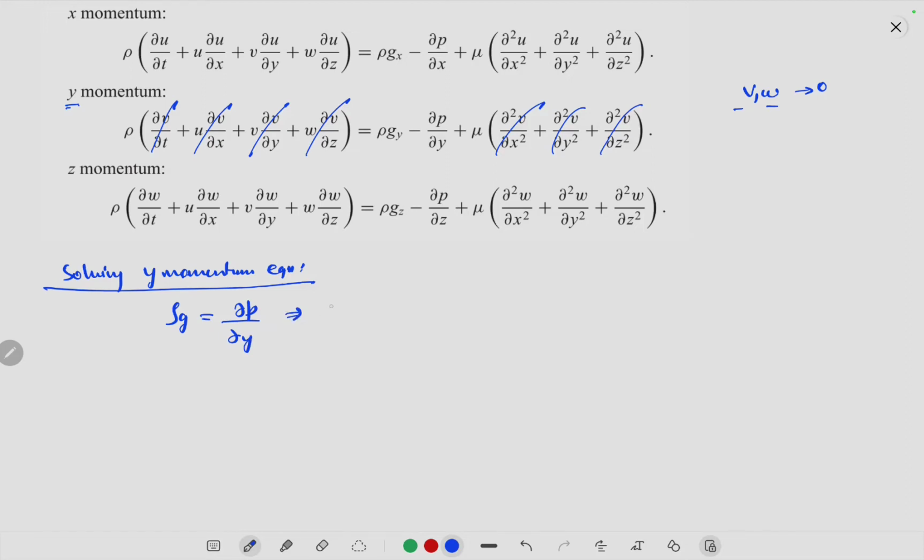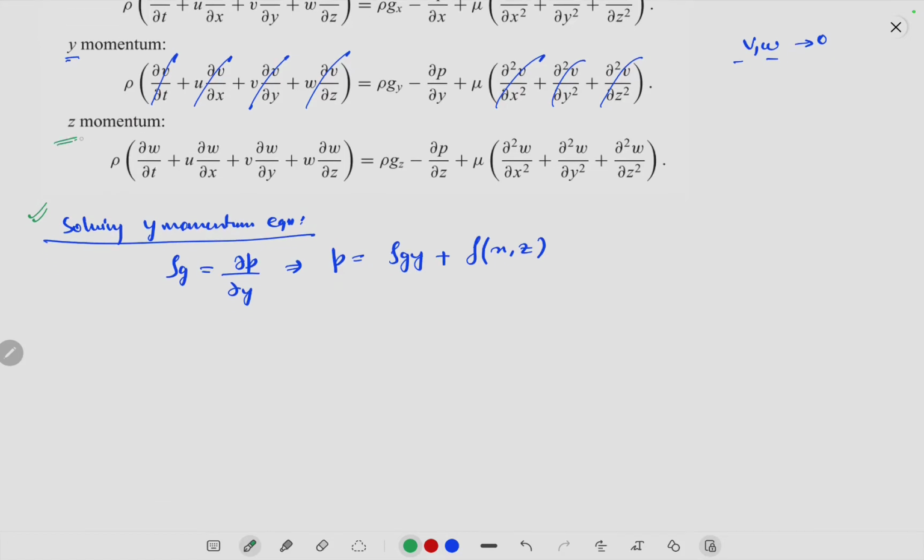This implies that p is equal to rho g y plus some function which is a function of x and z. Since this is a partial derivative, if I take del over del y of this term, I'll get rho g plus, since this is only a function of x and z, 0, and that's how I'll get this. So you should not forget about this f of x, z. This is what we get from solving the y momentum equation.